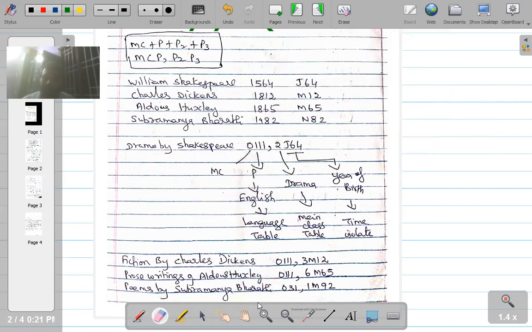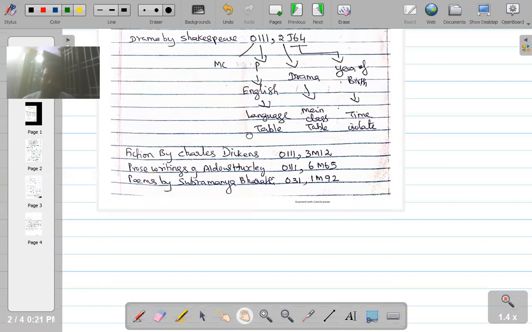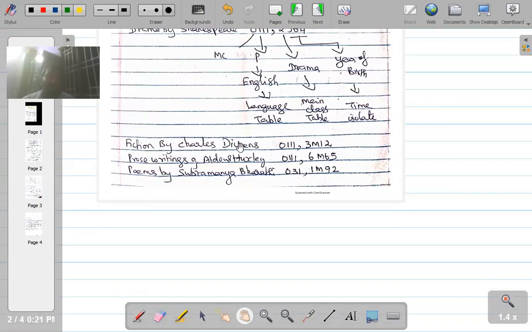So let us see some examples so that you will get a clear idea of these things. Fiction by Charles Dickens, the next title. If you see here, O is the main class, 111 stands for English literature, then comes a comma which separates P from P2, then comes P2, 3 stands for fiction, M12 stands for the year of birth of Charles Dickens.